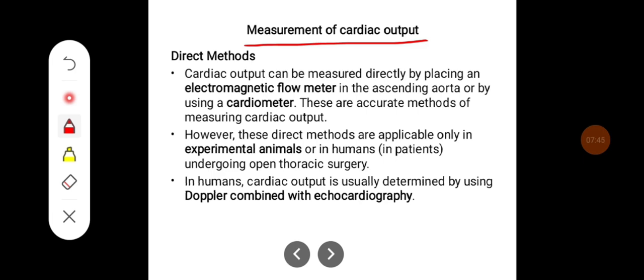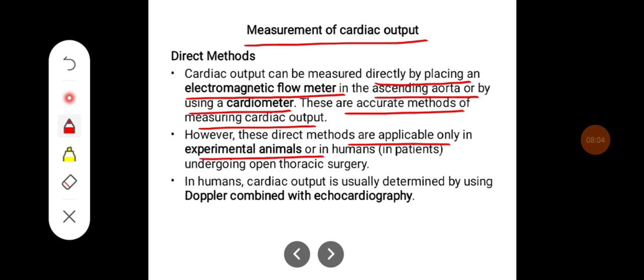Cardiac output can be measured by direct or indirect methods. Direct methods: cardiac output can be measured directly by placing an electromagnetic flow meter in the ascending aorta or by using a cardiometer. These are accurate methods of measuring cardiac output. However, these direct methods are applicable only in experimental animals or in humans undergoing open thoracic surgery. In humans, cardiac output is usually determined by using Doppler combined with echocardiography.